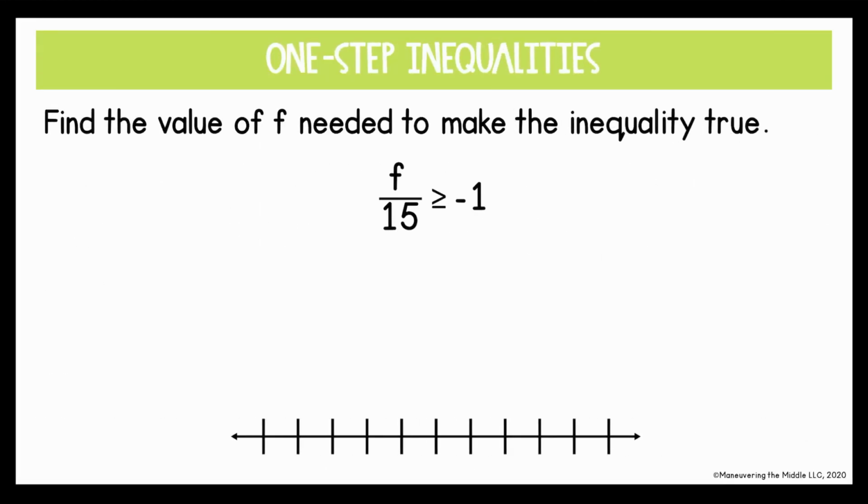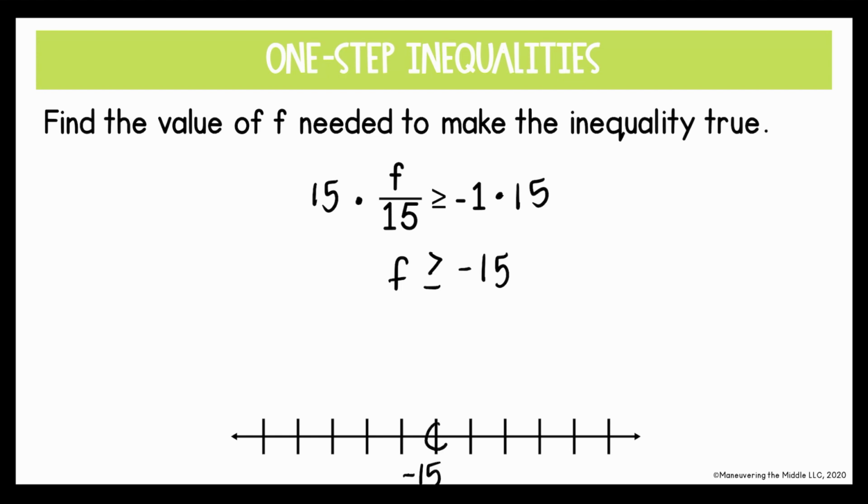Okay, let's look at another one. We want to find the value of f needed to make the inequality true. So we have f divided by 15. We want to undo division by multiplying both sides by 15. We're going to have f is greater than or equal to negative 1 times 15, which is going to be negative 15. So I can go ahead and mark that.